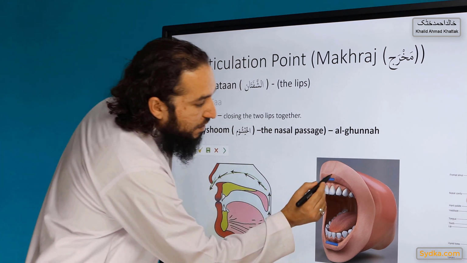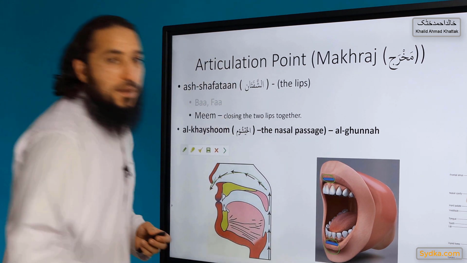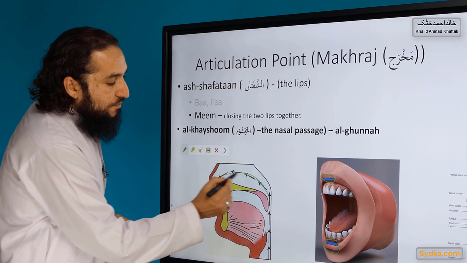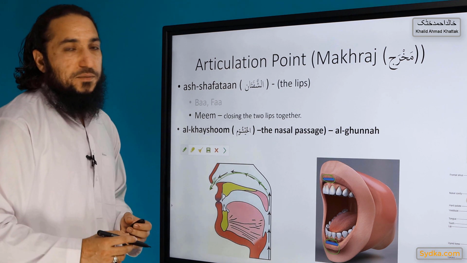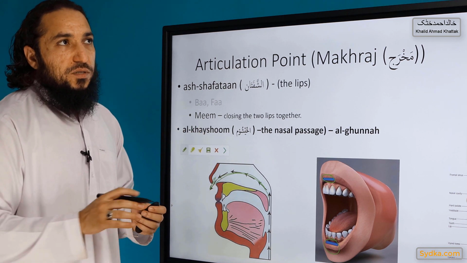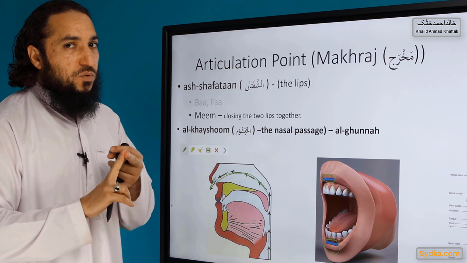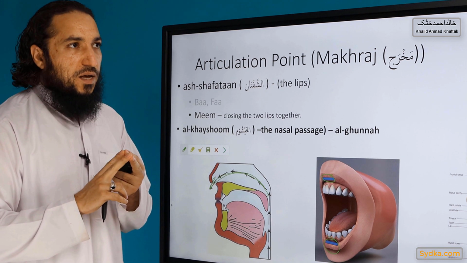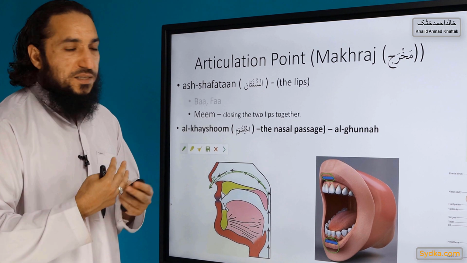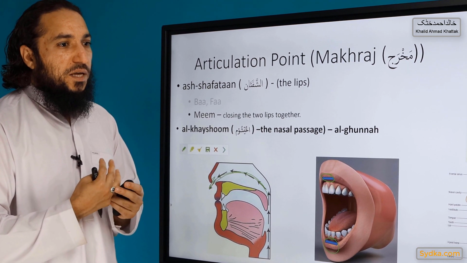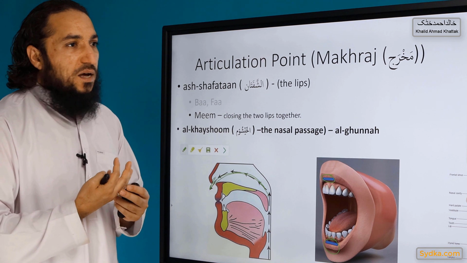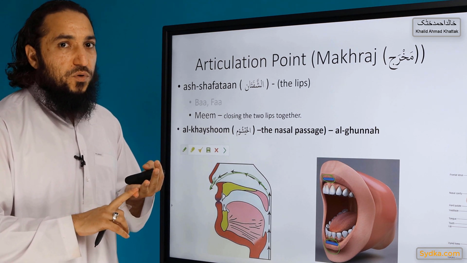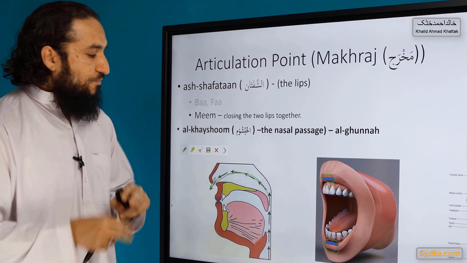Let's see. We close the lips, Mim, and at the same time we have the sound coming from the Ghunna. Ghunna is the property of two letters, Mim and Noon. So if you hear someone giving Ghunna to every other letter, that is wrong, because we see some people recite Quran and everything comes from the nose. That's wrong, because the Ghunna is the property of only two letters, Mim and Noon.